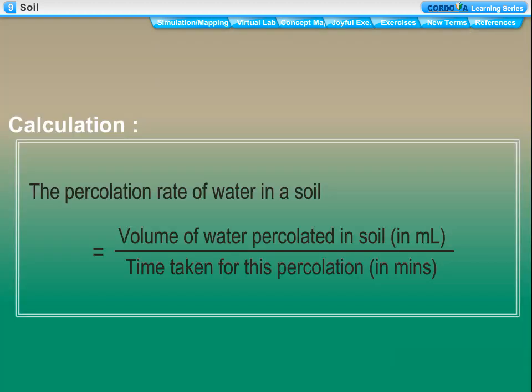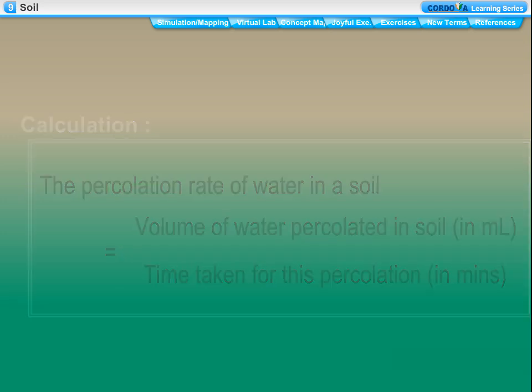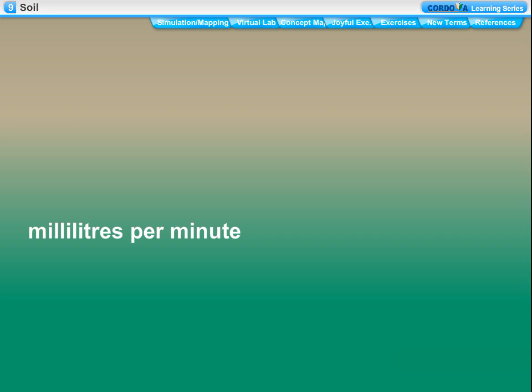Calculation: the difference in the two time readings will give us the time taken by the water taken in the measuring cylinder to percolate into the soil. The percolation rate of water in the soil can be calculated by using the formula: the percolation rate of water in a soil is equal to volume of water percolated in soil in milliliters upon time taken for this percolation in minutes. The percolation rate of water in a soil is expressed in the unit of milliliters per minute, which is written as ml per minute.